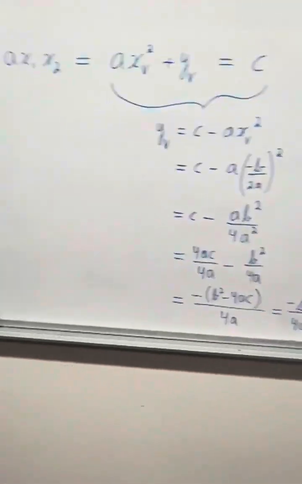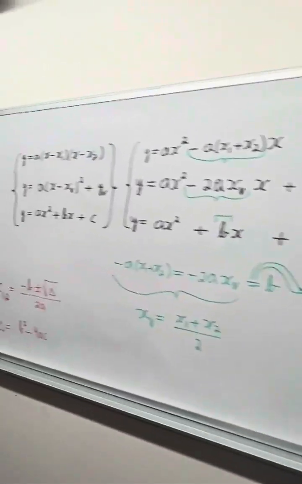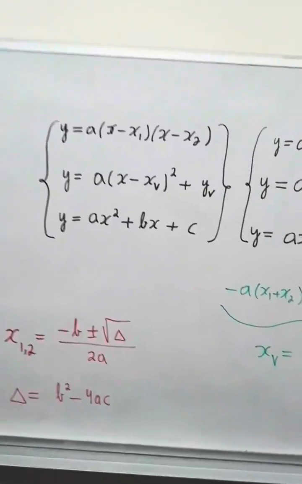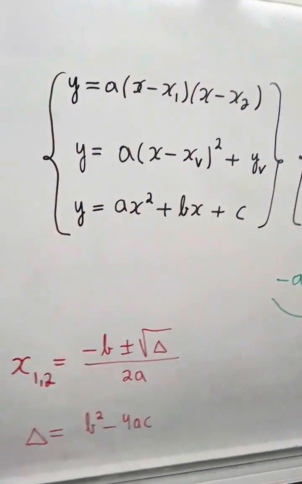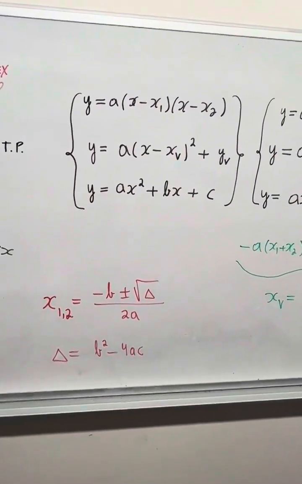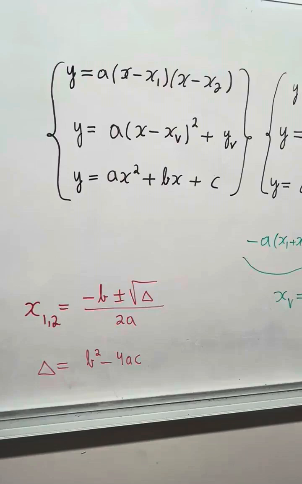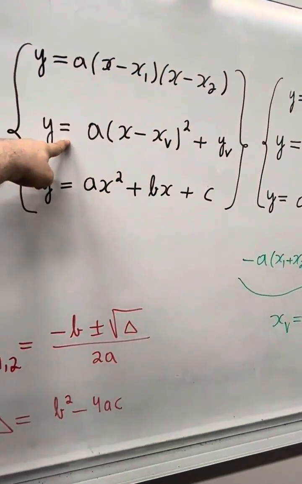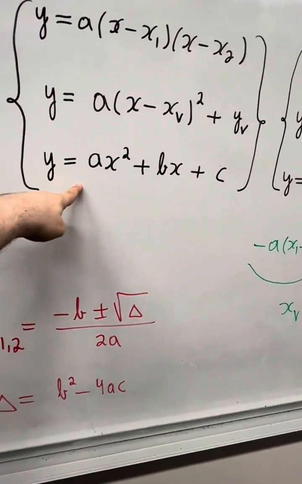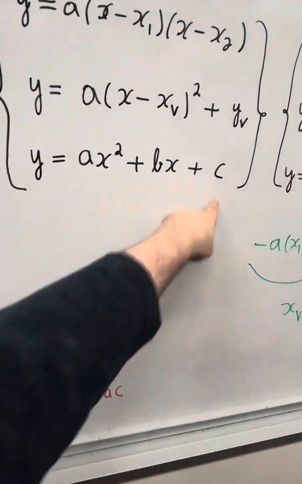Okay? So lots of nice facts about the parabola. Knowing the three formulas here is quite important. The three ways you can write a parabola, the equation of a polynomial of degree 2. Okay, the factorized way, the vertex formula, and the usual formula with coefficients a, b, and c.